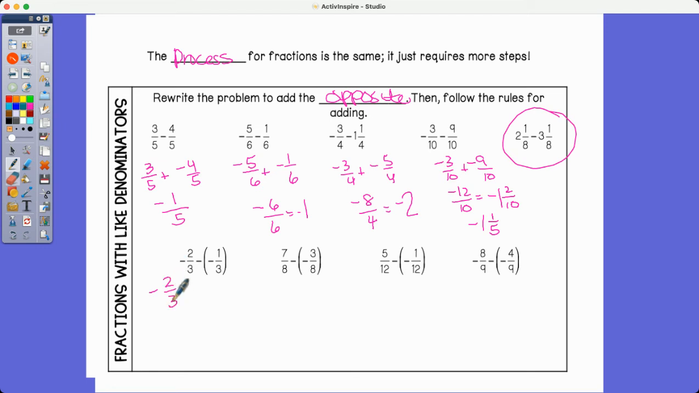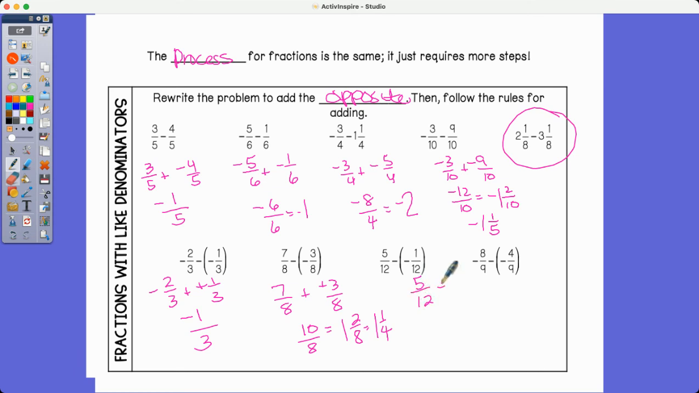Negative 2/3 plus a positive 1/3. Different signs, so we're going to subtract. 2 minus 1 is 1. Keep the sign of the larger, negative 1/3. 7/8 plus a positive 3/8. Same sign, so we're going to add. We get 10/8. That gives us 1 and 2/8, which is 1 and 1/4.